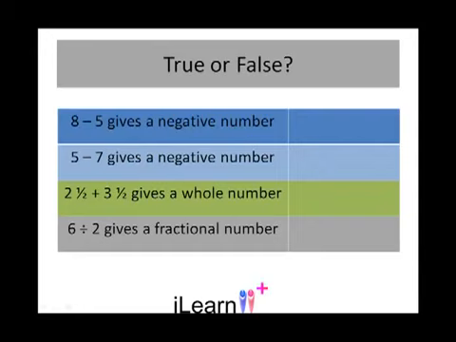Are these true or false? 8 subtract 5 gives a negative number. True or false? False. The answer is 3. That's a positive number.